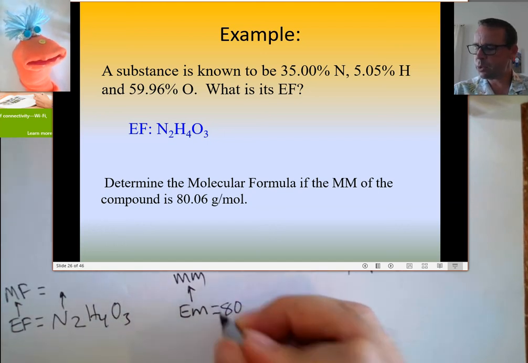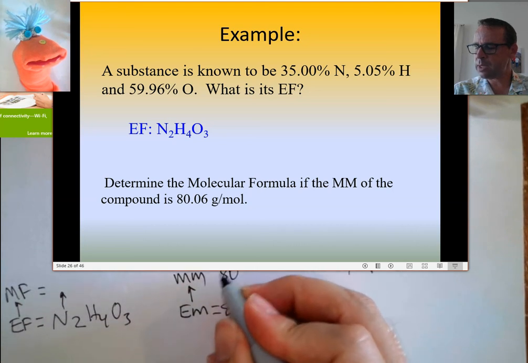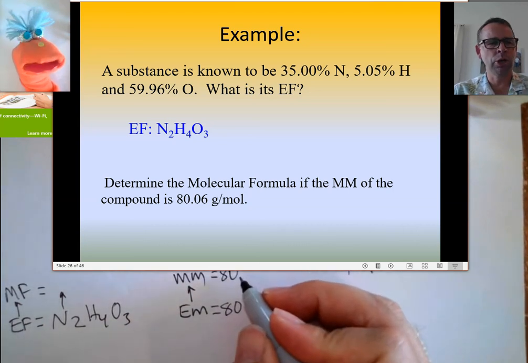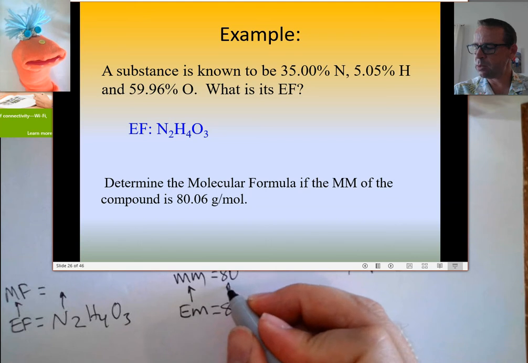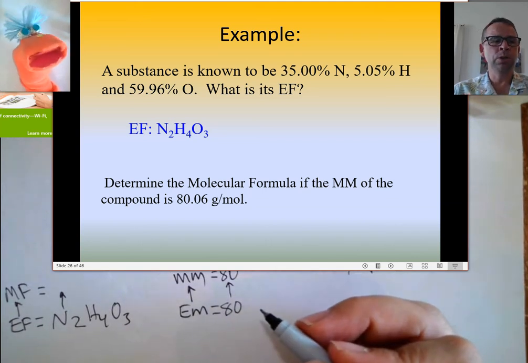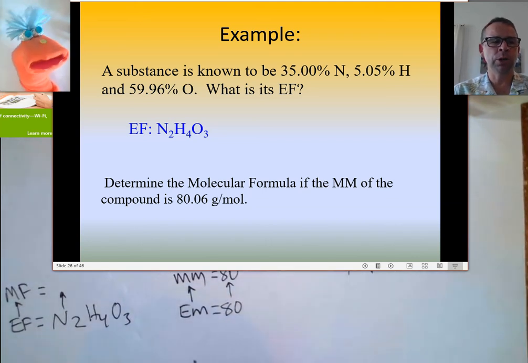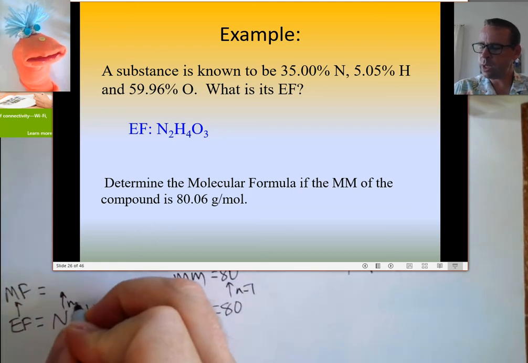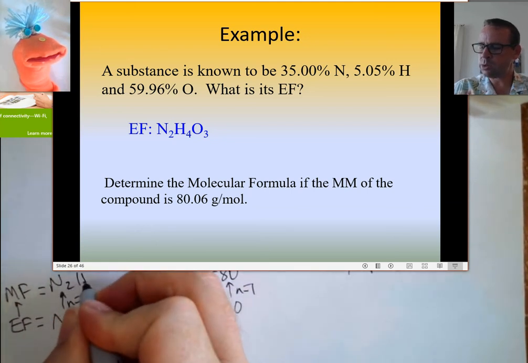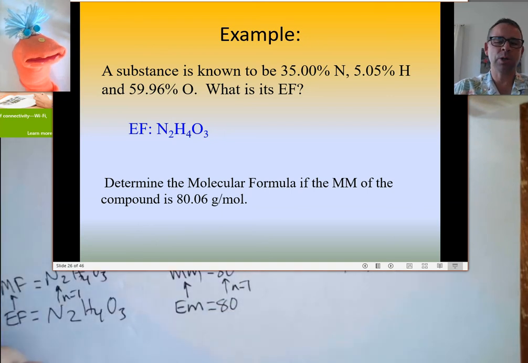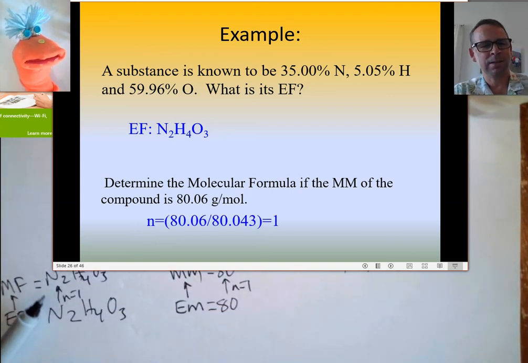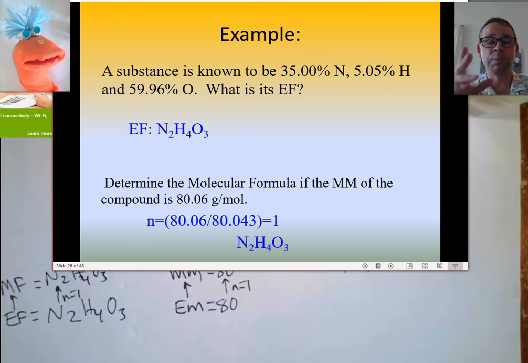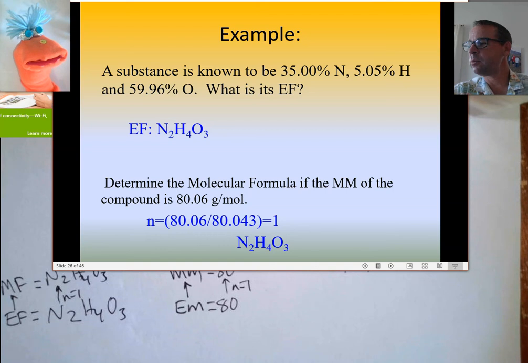So what does that mean? If the empirical mass is 80 and the molecular mass is 80, right? Where do we get that molecular mass? They gave us that. That's right. So what does that mean? That means that the empirical formula is the same as the molecular formula. Very good, because this N value here is 1, and this is N2H4O3. So the empirical formula is the molecular formula because the empirical mass is the molecular mass. All right, very good.